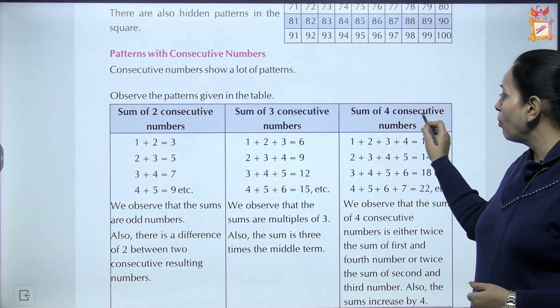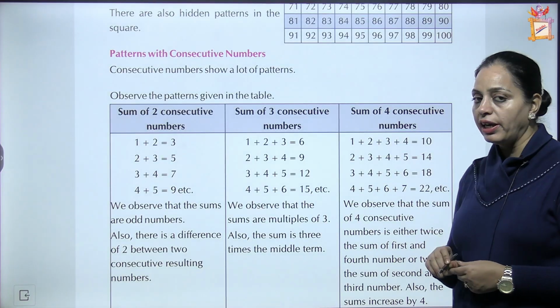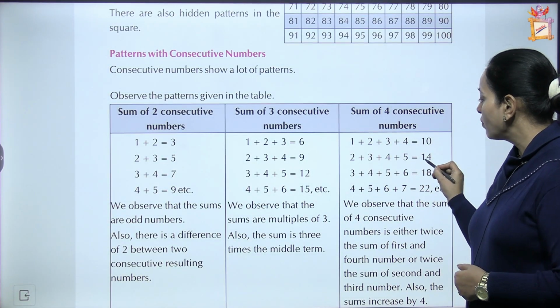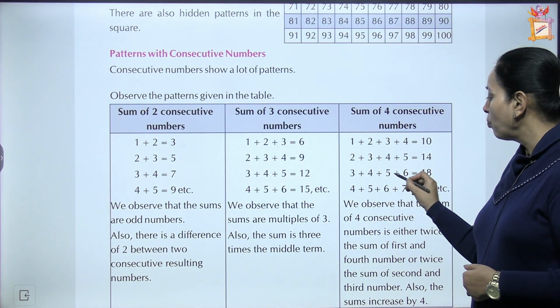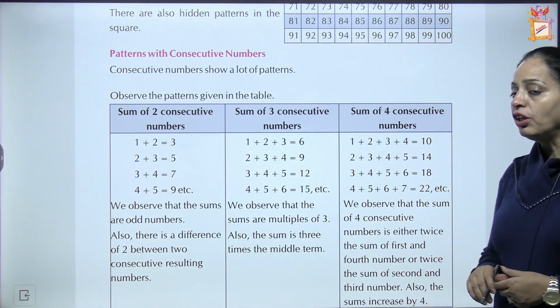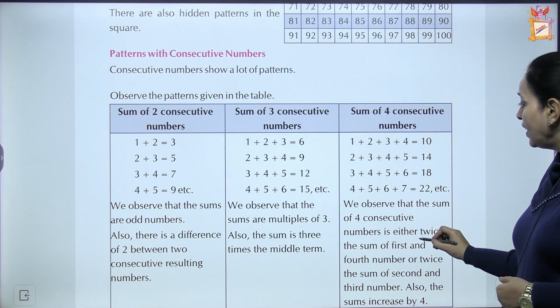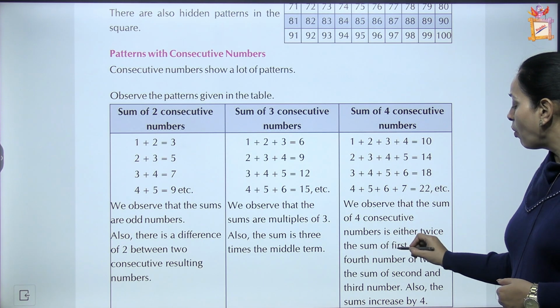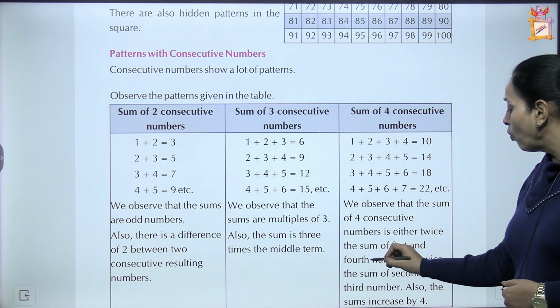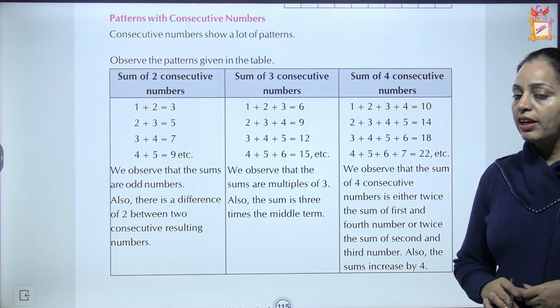Okay. Now take the sum of 4 consecutive numbers. 1 plus 2 plus 3 plus 4 is 10, 2 plus 3 plus 4 plus 5 is 14, 3 plus 4 plus 5 plus 6 is 18, 4 plus 5 plus 6 plus 7 is 22. So we observe that the sum of 4 consecutive numbers is either twice the sum of the first and fourth number or twice the sum of the second and third number.